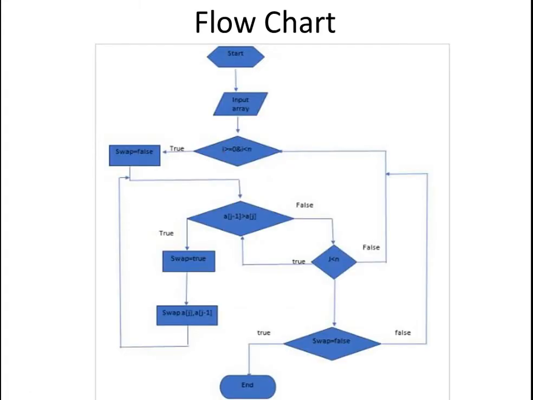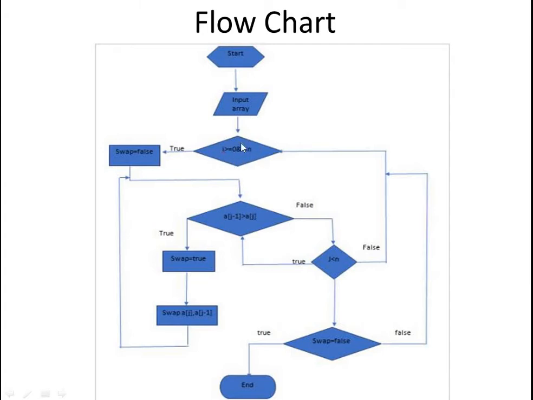This is the flowchart for bubble sort. When we start, there will be an input array, say of size n. The array is taken as input, and there is an iterating variable i. We check if i is greater than or equal to 0 and i is less than n. So i may start from 0 and go till n minus 1, that is i less than n. So 0 to n minus 1, this will continue.